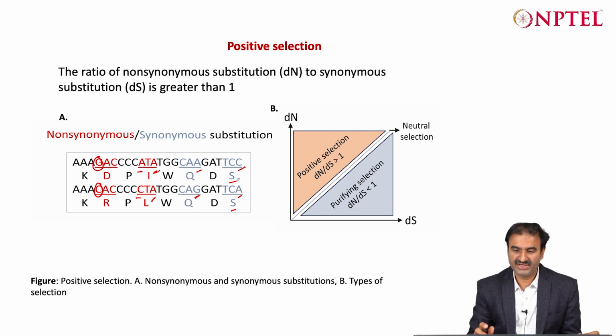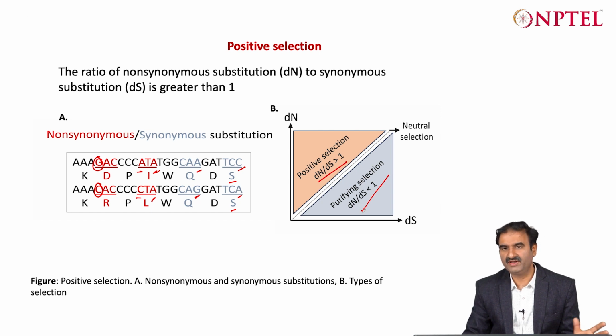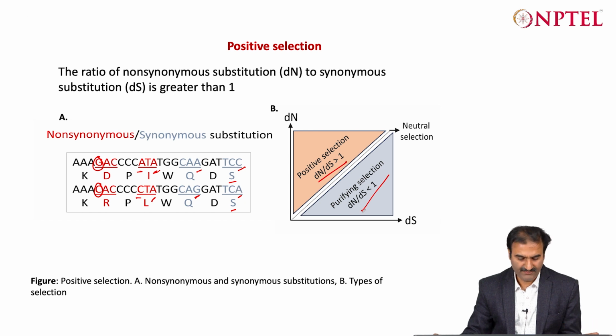So we calculate the ratio of these. So basically if the ratio is more than 1, the gene could be under the positive selection. If the ratio is less than 1, the gene is under the purifying selection. Otherwise, if the ratio is 1, it is the neutral selection, or basically no selection scenario.